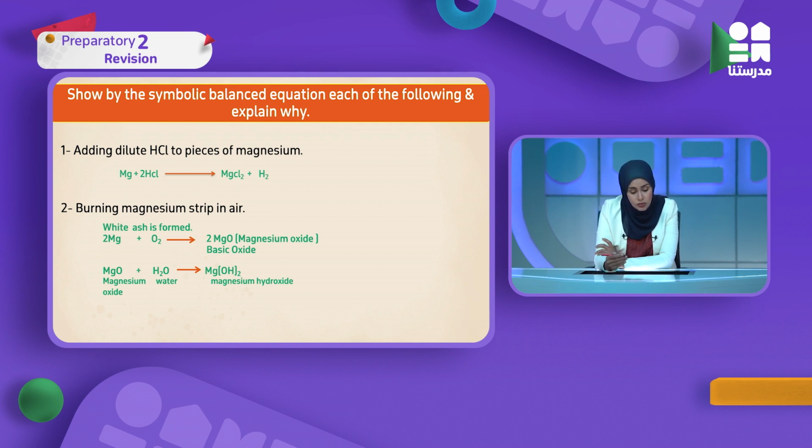Magnesium hydroxide. In the second reaction, from the start when I saw the word burning, I knew it was a reaction with oxygen. So magnesium plus oxygen forms magnesium oxide. It's a white ash. This is something you took before in sixth primary and studied this year too. Okay? I take the magnesium oxide directly and dissolve it in water, so it will change into magnesium hydroxide. What does hydroxide mean? It means Mg(OH)2. Hydroxide is the group OH.